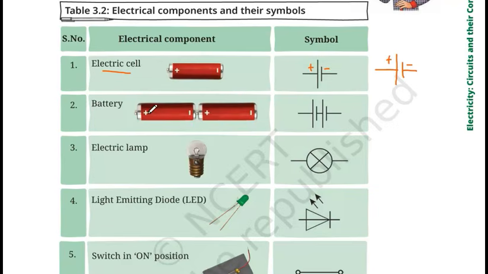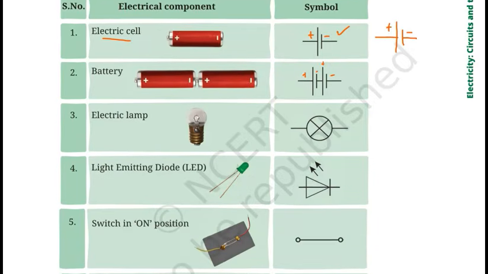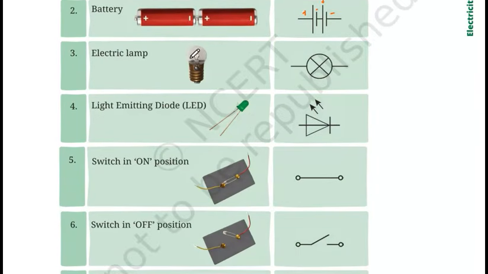Now battery, what do we do? When we connect two or more electric cells, we get a battery. So here we have two electric cells. For each cell, we will draw a similar symbol. So one cell and another cell. So positive, negative, again positive and negative. All right. In the third, we have an electric lamp. To represent an electric lamp, this is the symbolic representation. For a light emitting diode, this is the representation we use.